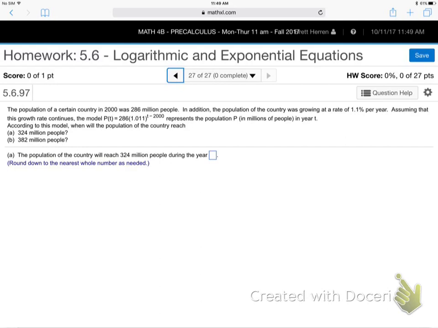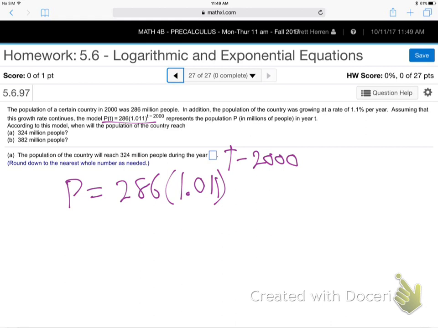Population of a certain country in 2000 was 286 million, and the population was growing at a given rate. Whatever, they give me an equation, so I don't care about all that other stuff. When is it 324 million? So they give me this P formula, P equals 286 times 1.011 to the T minus 2000. And they say, when's the population 324? All I care is that's P. So they want me to put that in for P. They're just saying, make P 324, and find T. So I just have to solve that equation for T.